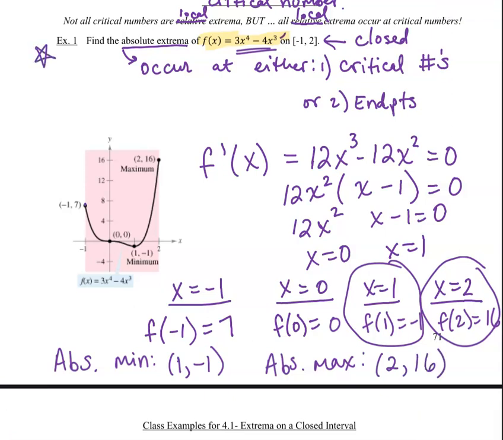So this is the process we're going to use to find absolute extrema, and that's what we're going to look at in class tomorrow.